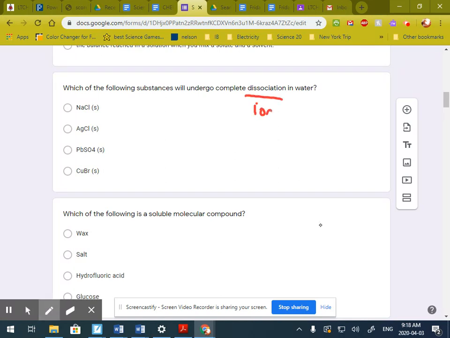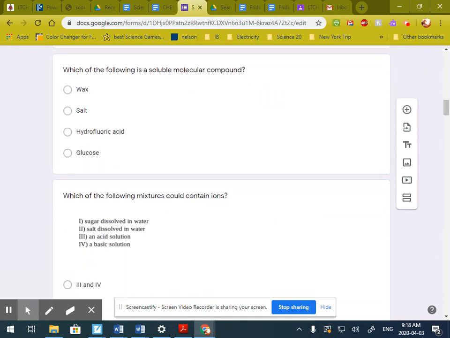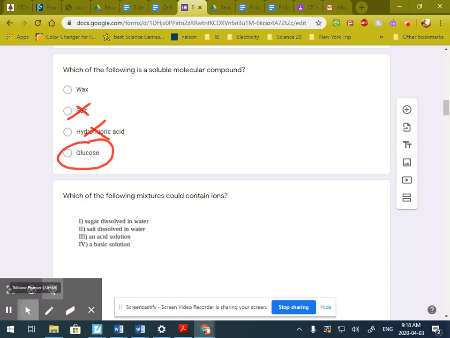Which of these will undergo complete dissociation? Dissociation only occurs with ionic compounds, and ionic compounds that are soluble. That is the only soluble ionic compound. Which of the following is a soluble molecular compound? That's an acid, that is ionic. So now we're down to 2 molecular compounds. The only one that dissolves is glucose.